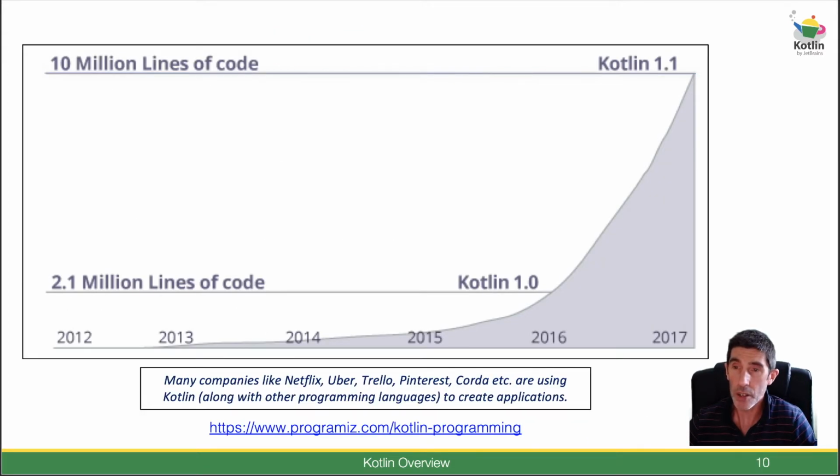Just another graphic there, trying to highlight the boom and the upsurge in Kotlin over the last couple of years. We see 2012, 2013, virtually non-existent. Even in 2016, there were only 2.1 million lines of code out there. But as you see in 2017, a massive jump up to 10 million lines of code, and that was all tied to the Google announcement.